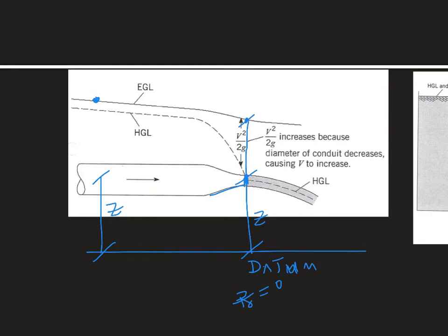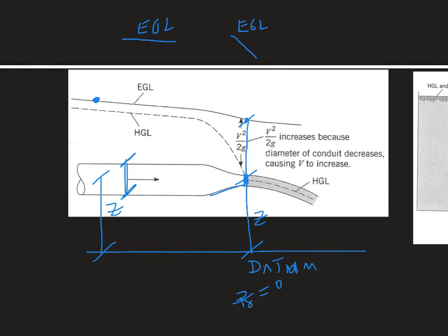Let's not get ahead of ourselves. So the steepness of this line. Over here, it's not going to be very steep for the EGL. Why? Because we have a fat pipe. Fat pipe means slower moving water, less frictional loss. Over here we've got a narrow pipe, and so the EGL is going to be steeper. Let's go ahead and exaggerate that. So over here, the EGL will be like this.